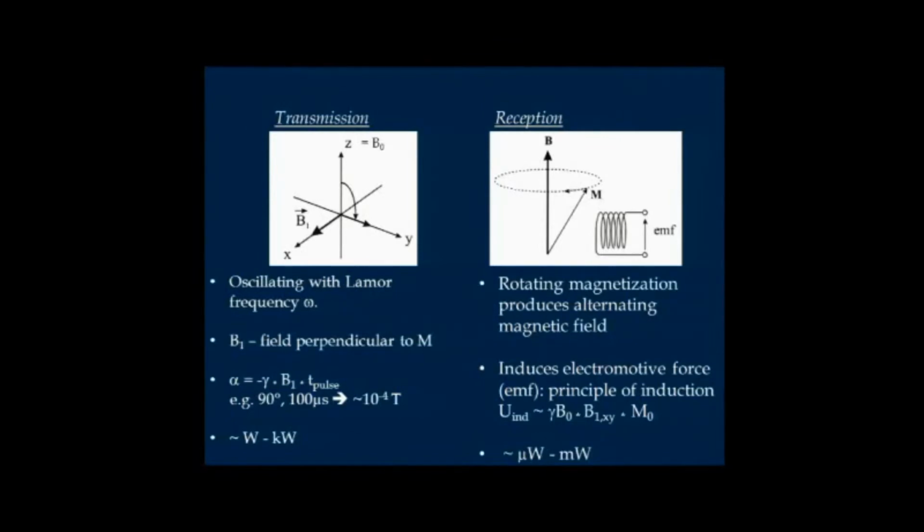And the voltage induced is proportional to the main magnetic field, as we heard before, proportional to the B1 field you applied, and of course proportional to the net magnetization you have before exciting, so the spin ensemble net magnetization. A big difference is, of course, the power received. This is in the range of microwatts to milliwatts. That means if you have a coil which does both, your coil has to be able to transmit quite comparably high powers and receive comparably low ones. But it is possible.